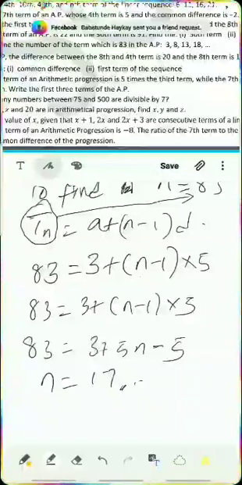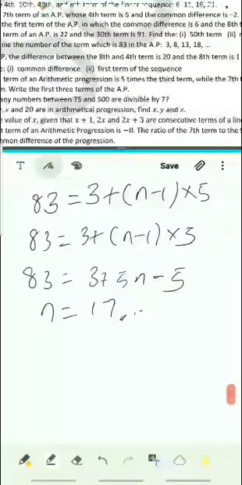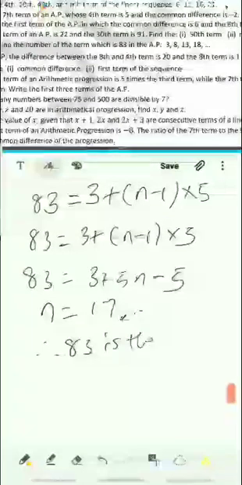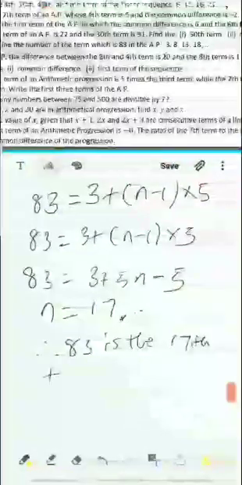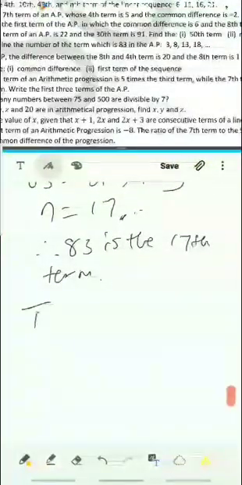So what does it mean? It means n is equal to 17. So it means 83 is the what? The 17th term of this sequence. If you want to check it out, then we may now try and check it just to confirm. So it means T17 should give us 83.